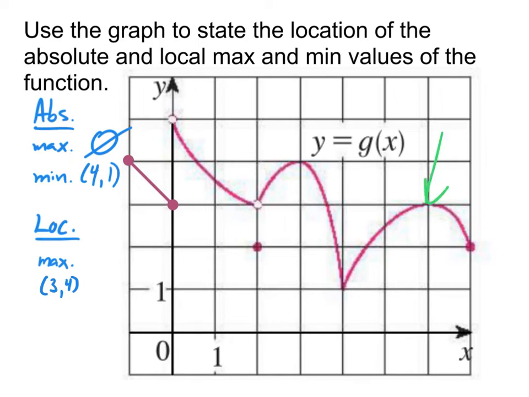Yeah, it looks like we got another local maximum right there. And so that's going to be at 6, 3. All right. Next up, how about any local minimum?